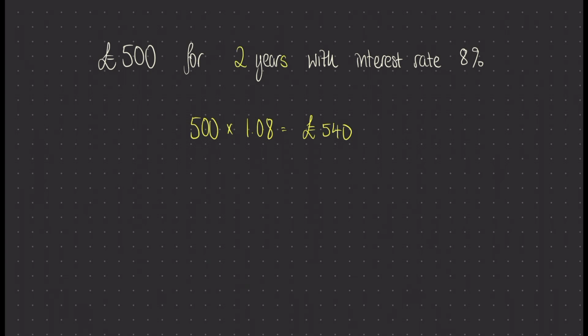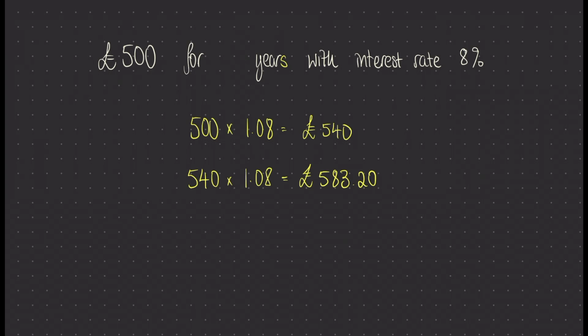So let's say I go back and change the question, and instead of 1 year, I want 2 years. So after I've saved the money for 1 year, in my bank account, I'll have £540. So going into the second year, the bank is going to calculate interest based off that money. So my second calculation is going to be 540 times 1.08, which is £583.20.